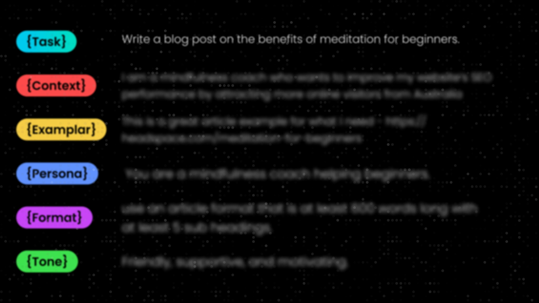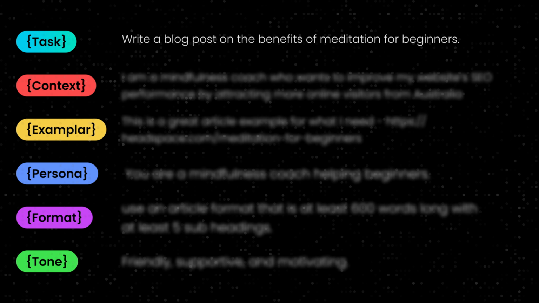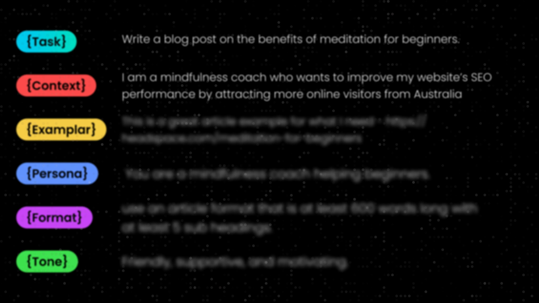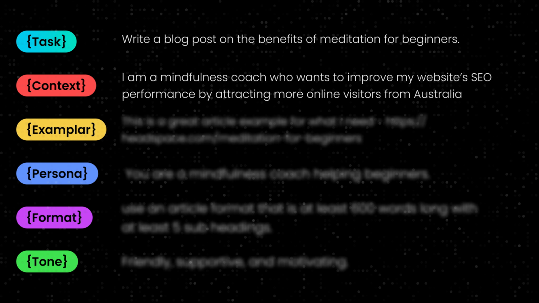The first and most important is the task, because without it, ChatGPT will not know what you need. In this example, I would like to write a blog post for my client about the benefits of meditation for beginners. The next must-have component is the context. This is where you offer more guidelines to help ChatGPT understand the background information or scenario related to the task.